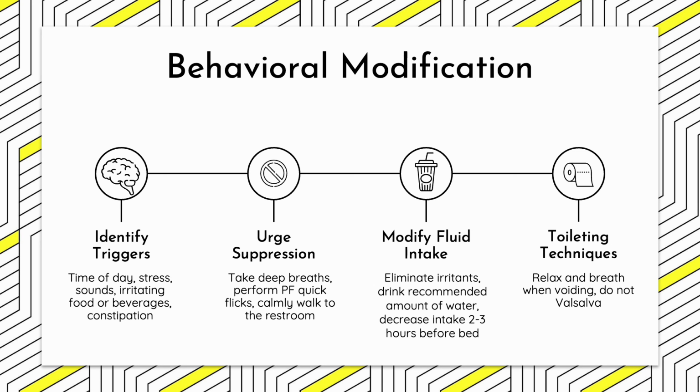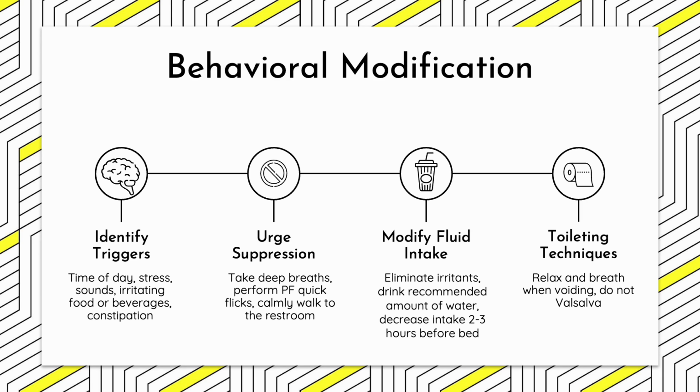For the treatment of urinary incontinence, especially urge and mixed types, behavioral modification should be considered as a first-line treatment. Identifying triggers by analyzing a bladder diary can help the patient to determine when their episodes of incontinence are more likely to happen. Once the patient has identified their triggers, the PT can educate the patient about urge suppression techniques to decrease episodes of incontinence. The patient should be instructed, when they feel the urge, to take deep breaths, perform some pelvic floor contractions, and then calmly walk to the restroom.